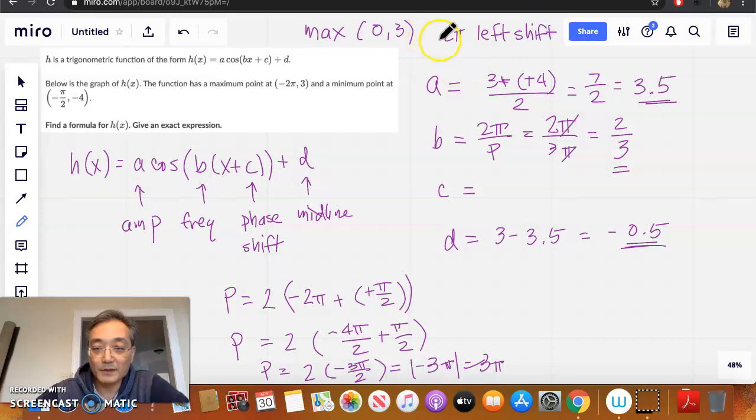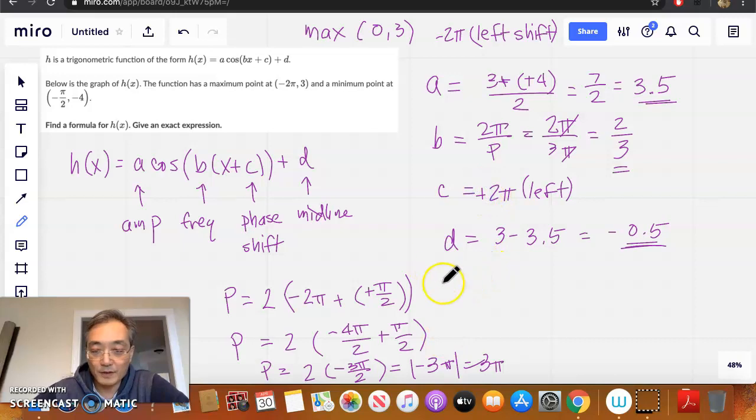Okay, because it's minus, right? Minus 2 pi means a left shift of 2 pi units. Remember, when we're going to the left, it's plus. When we're going to the right, it's minus. So it's 2 pi to the left. Left shift. Okay? So this thing has to be plus.